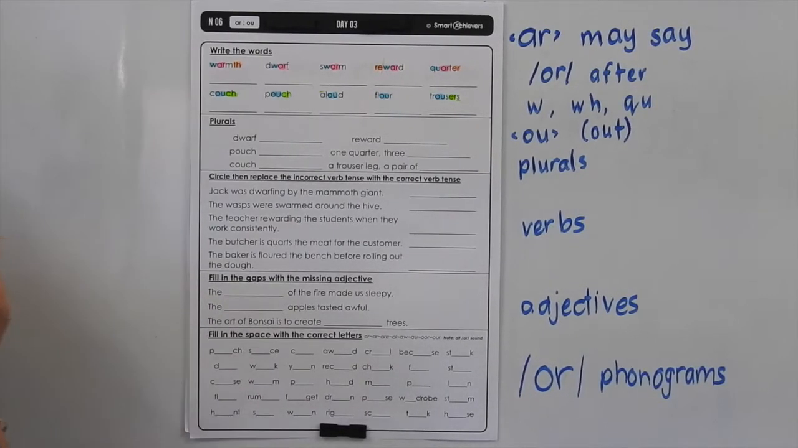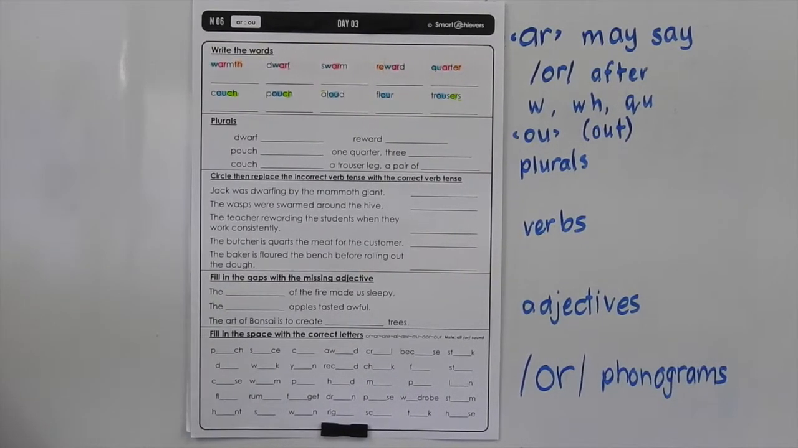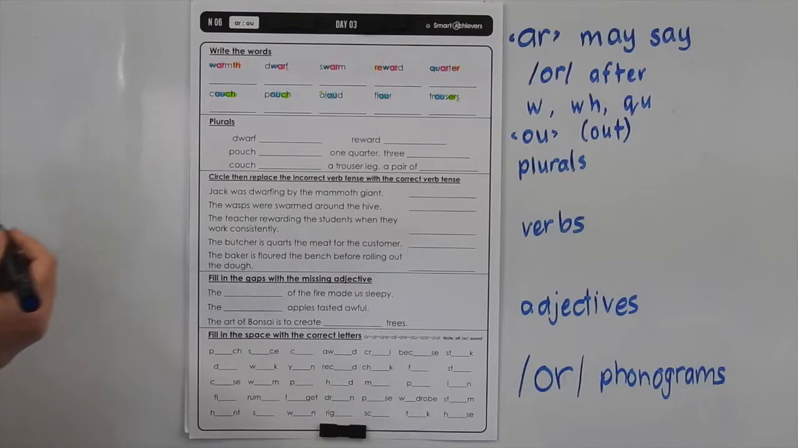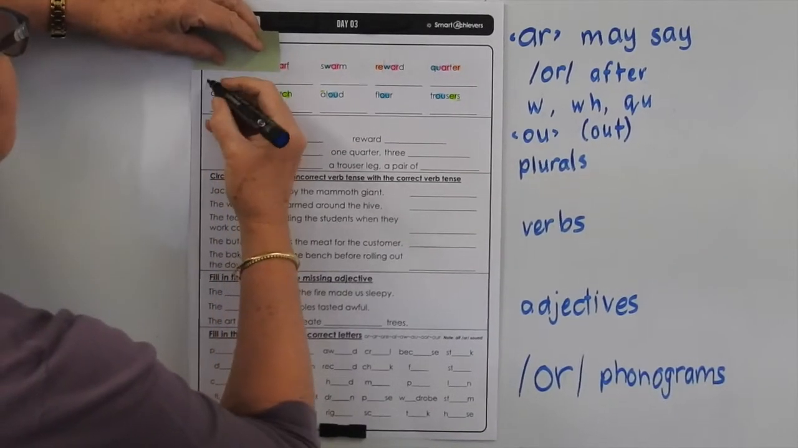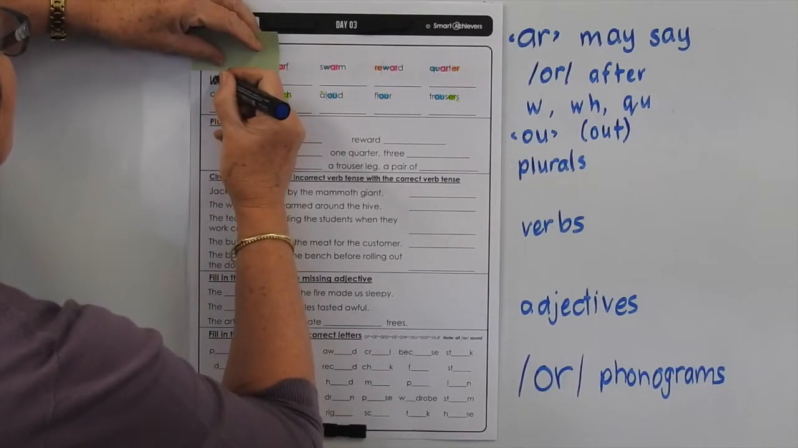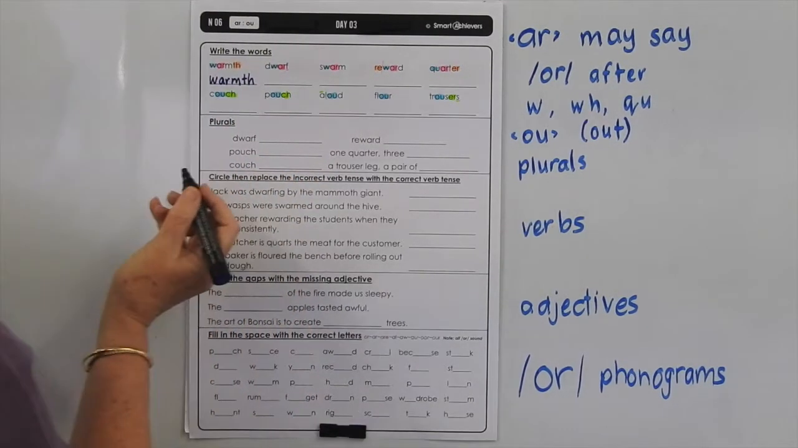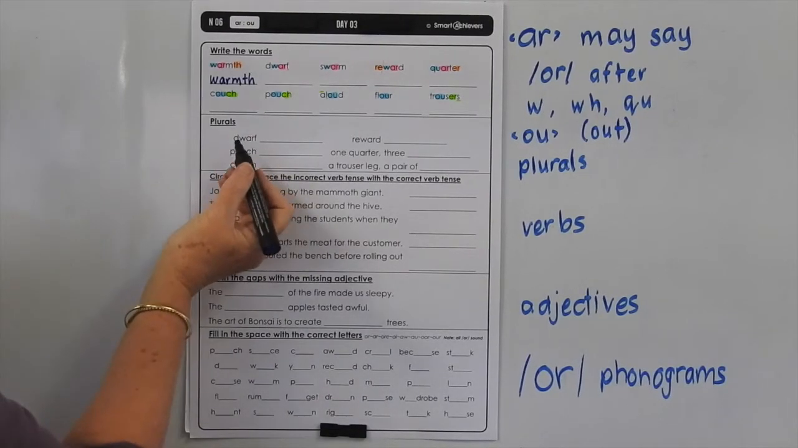Now let's read the words, sound the words and spell the words and then write them. So we've got warmth, W-A-R-M-T-H. We're going to cover the word and then write it. W-A-R-M-T-H. Now down here we're doing some work on plurals.